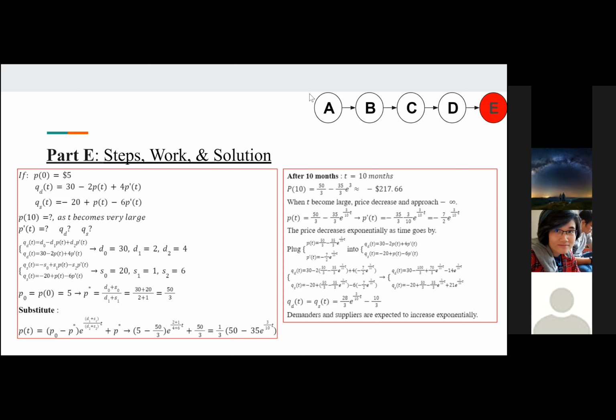We can also take the equation P(t), derive it, and plug it into the quantity of demand and quantity of supply equations. When you compare both equations, we get that quantity of demand is equal to quantity of supply, which means demand and supply are expected to increase exponentially.